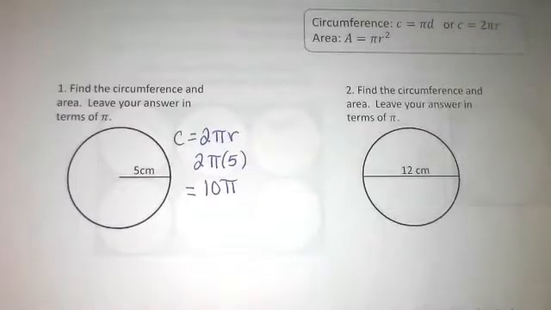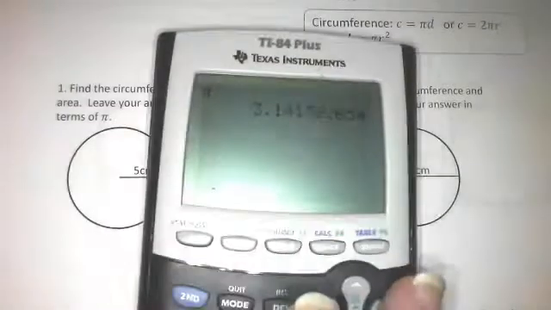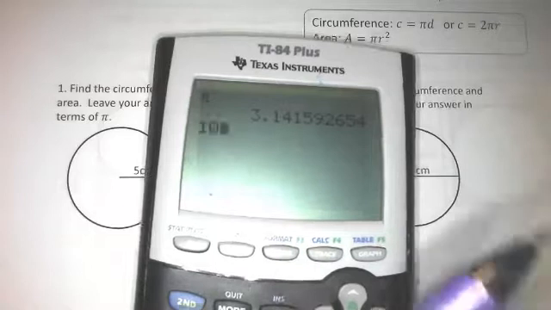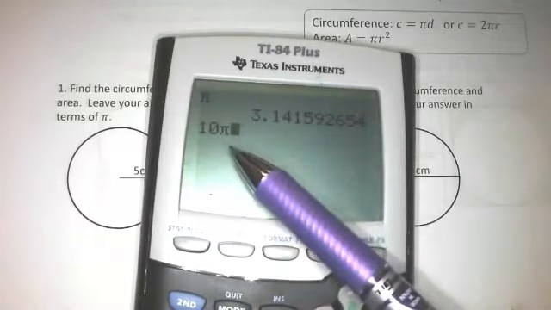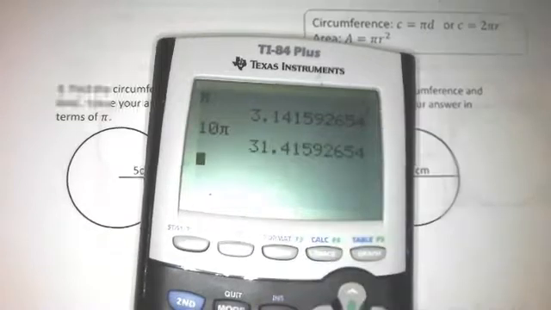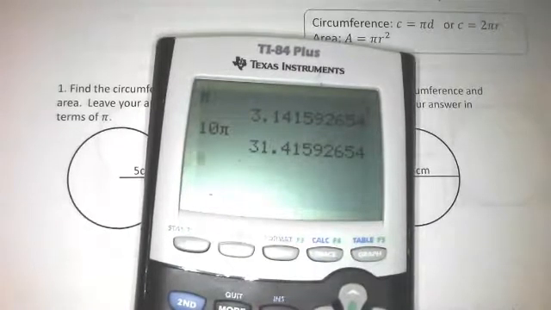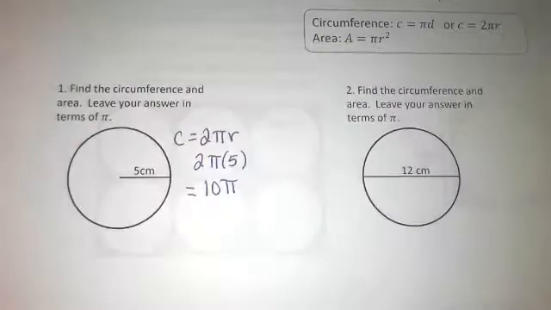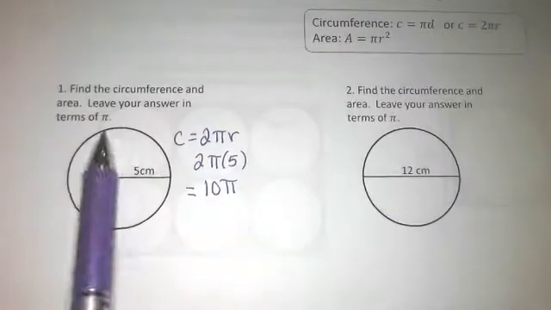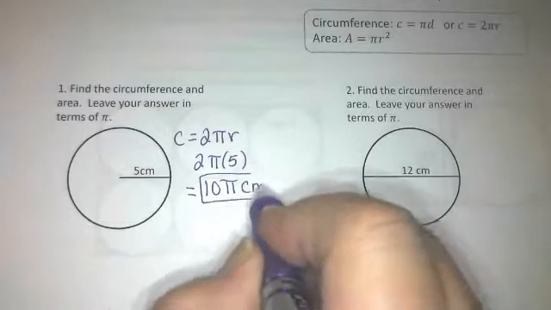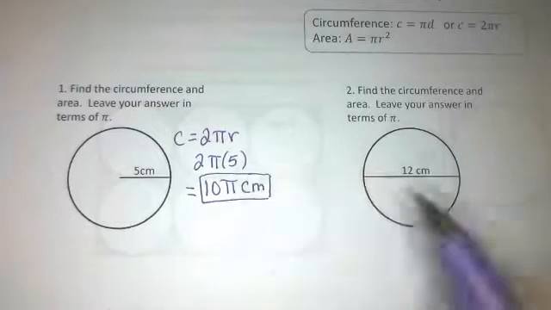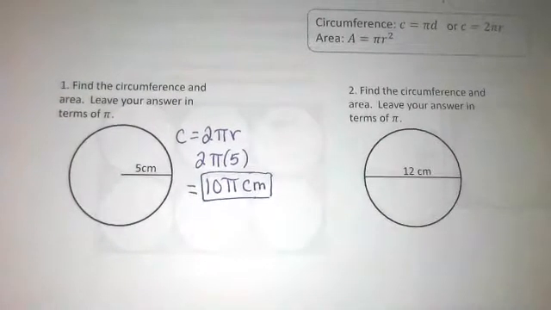And if you did want to round it, your calculator is super smart. You could put 10 pi. You don't even have to put a multiplication in there. Just write 10 pi, and your calculator will do it. It knows you want to multiply. But for leaving it in terms of pi, the exact answer is 10 pi centimeters. I won't be counting off for units.